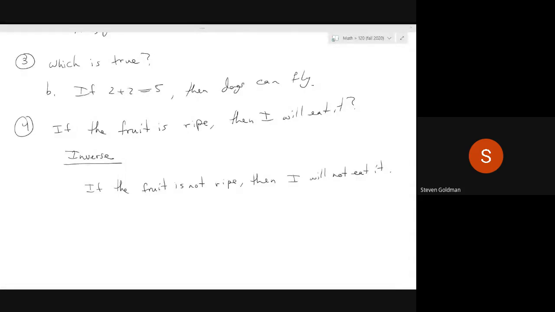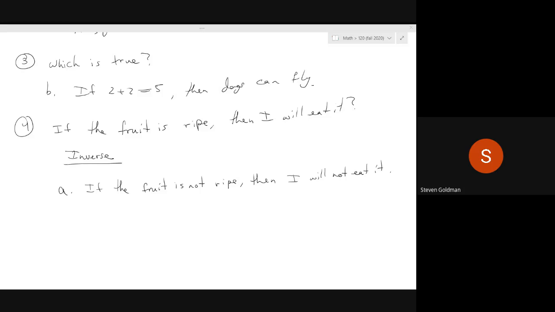So the choices were A, if the fruit is not ripe, then I will not eat it. So that means 4 is A, the correct one. B was it is not the case that if the fruit is ripe, then I will eat it. That is the negation of the entire sentence, not the negation of each of the parts, so B is not correct. C, if I will eat it, then the fruit is ripe. That is the converse, not the inverse. And D is, if I will not eat it, then the fruit is not ripe. That's the contrapositive. So the answer for 4 was A.